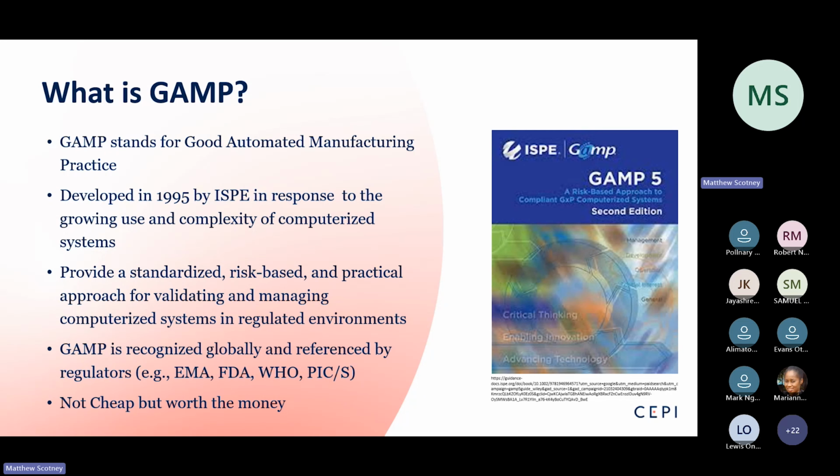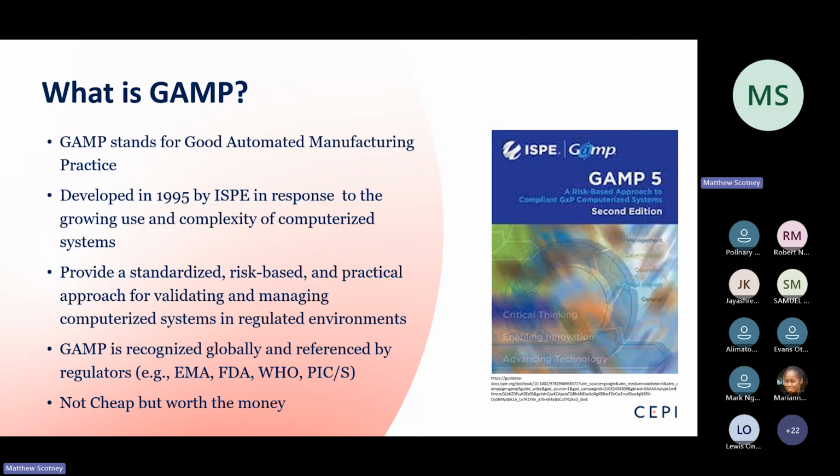So you can see it's been around for a while, but it was basically put in place because of the complexity of computerized systems and how these computerized systems were rapidly changing. And ultimately, the guide provides a standard risk-based and very practical approach for validating and managing computer systems in regulated environments. So this is relevant to the review and approval for the manufacture of vaccines, but it's also relevant in other parts of industry and in the world as well, to make sure that the computer system is functioning appropriately.